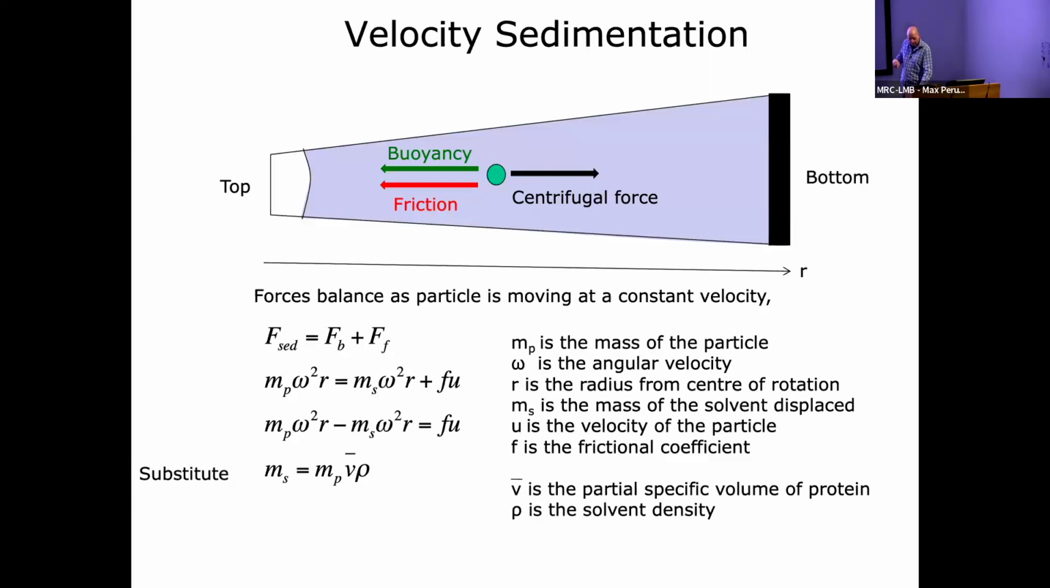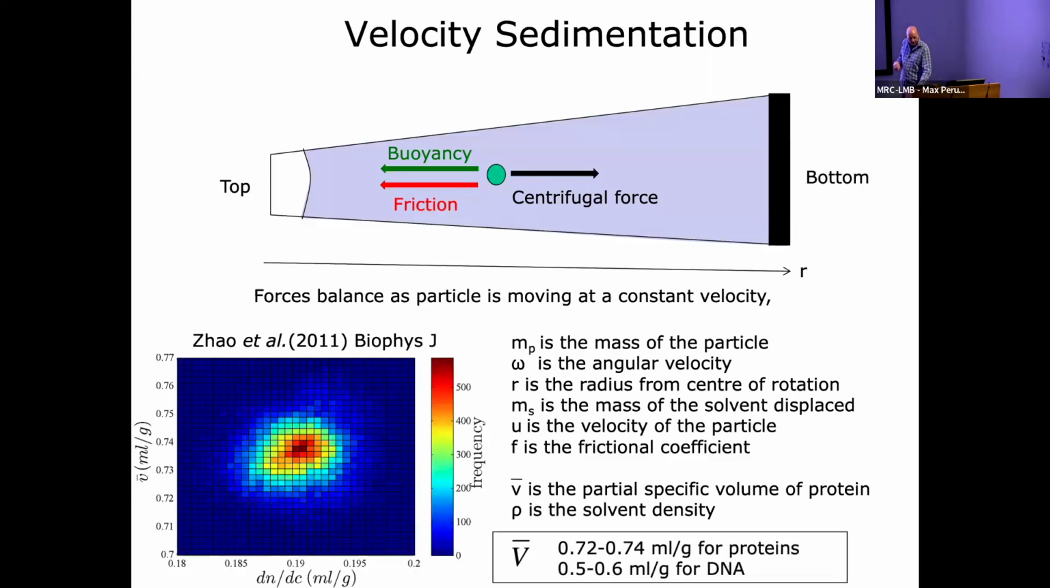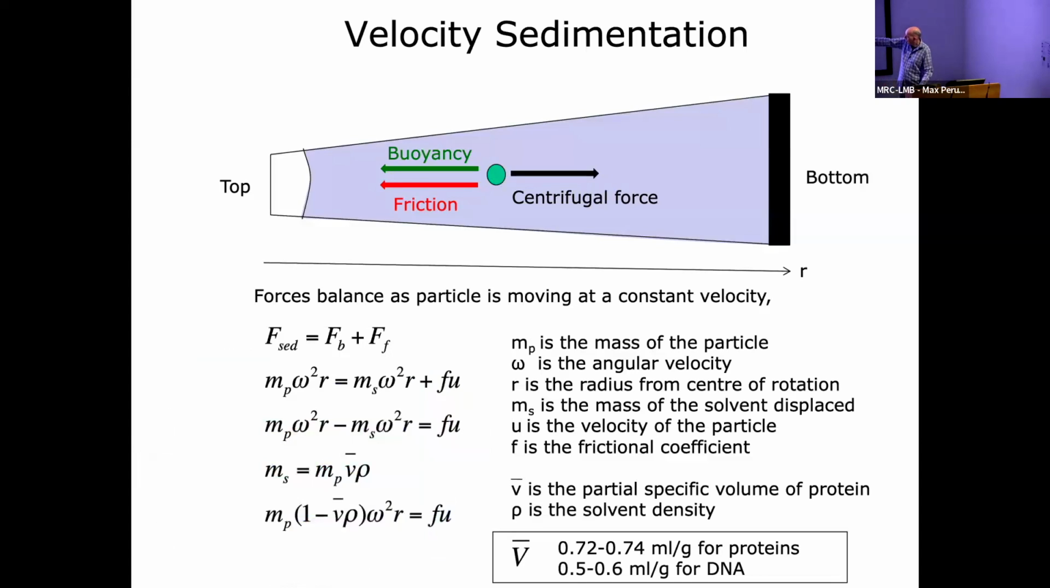And this V bar, we actually saw this on Tuesday. Chris talked about the change in the refractive index against concentration for all proteins, and this is from a paper from Peter Schuck's lab. On the y-axis here, you've got the partial specific volume of proteins, and you can see it's in mils per gram. Here's the heat map, in red is most populated. For most proteins, it tends to be between 0.72 and 0.74. DNA is slightly different. So we can substitute that in, and then we get this nice equation here.